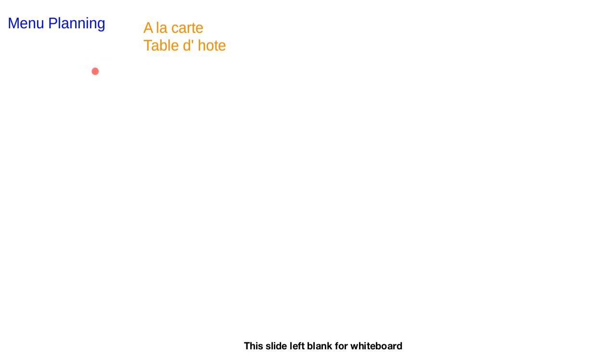So we have the two, the a la carte and the table d'hôte, and those are the main ones that we normally use, especially in the kitchen, for us to be able to know which kind of meals we are going to prepare for a certain establishment. And I think we can talk about the comparison of the two.